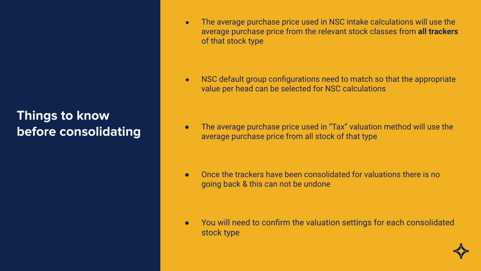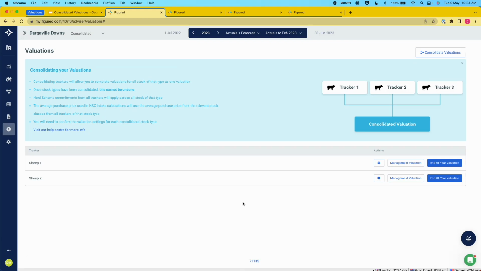For Australian files using tax valuations, be aware that moving forward, the average purchase price used in tax valuation method will use the average purchase price from all stock of that type. All users need to be aware that once the trackers have been consolidated for valuations, this cannot be undone. And finally, once consolidated, you will need to confirm the valuation settings for each consolidated stock type, which we will take a closer look at in a moment. If you understand and accept these items, then you can click the Consolidate Valuations button.